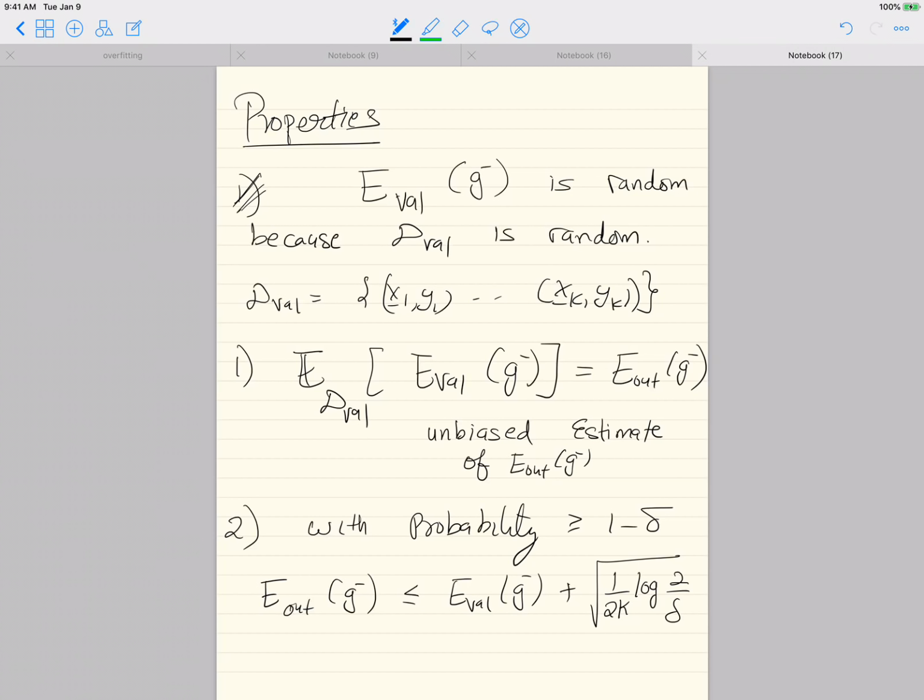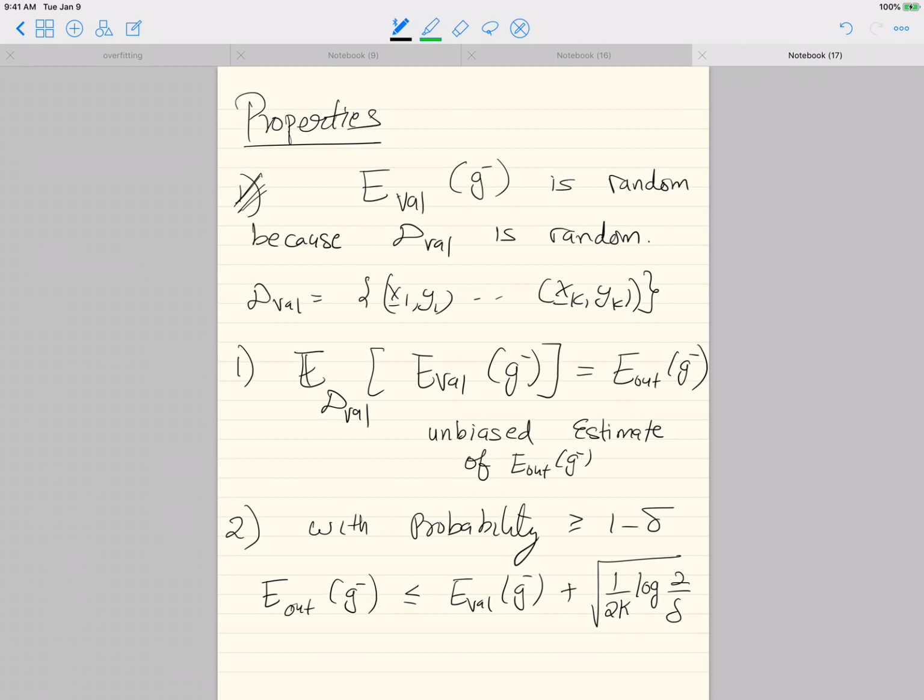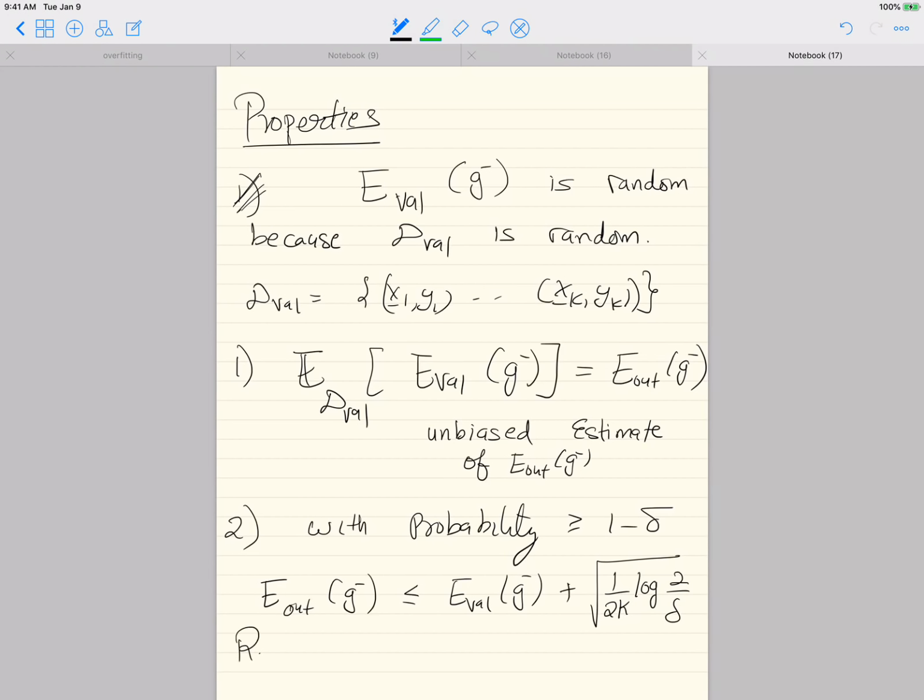So why would this be true? Anything? Does this ring any bell? So recall, E_val is 1 over K times the summation. Since we are defining D_val to be the first K points, it's the sum from k equals 1 to capital K of e(g minus of x_k and y_k). This is what E_val is.